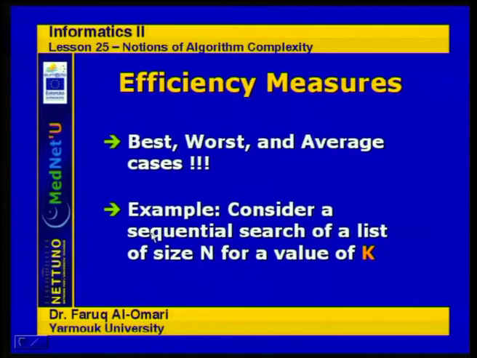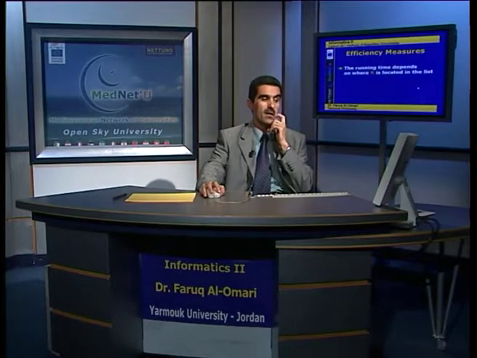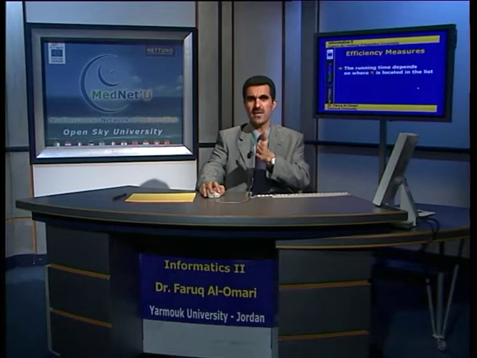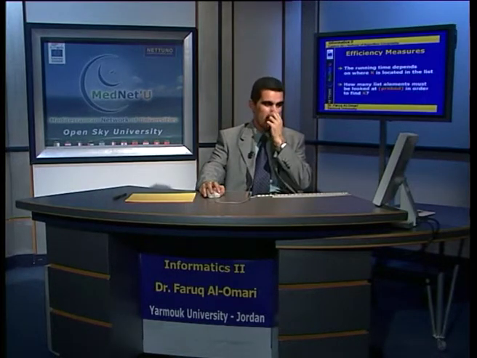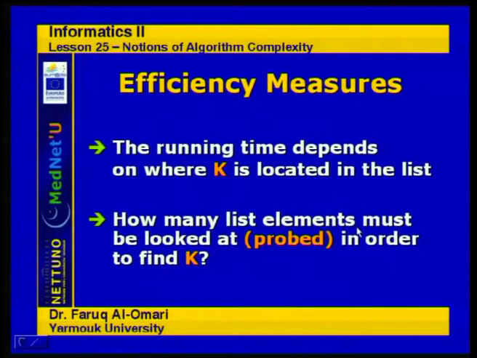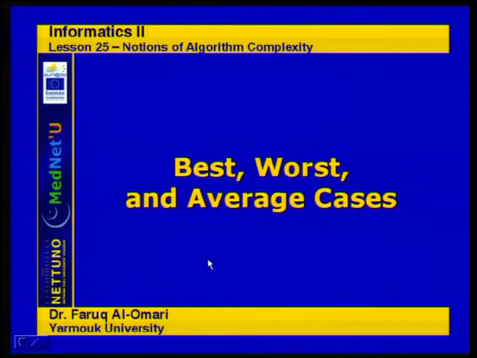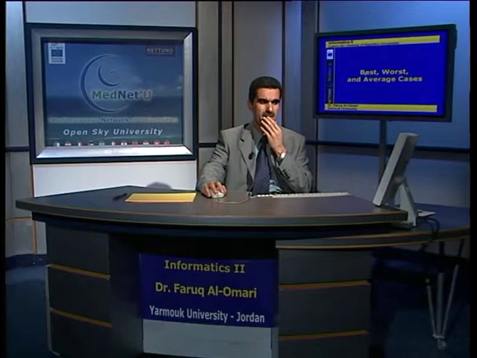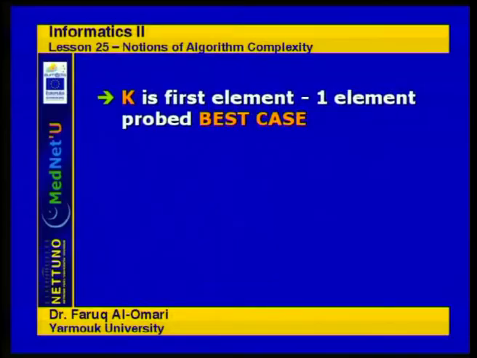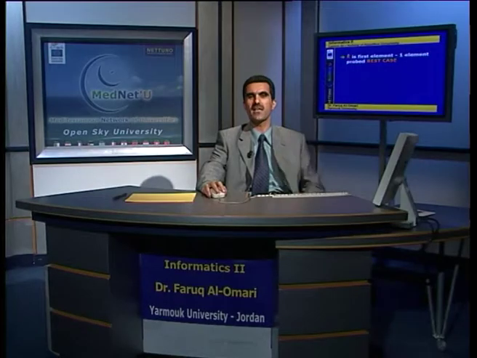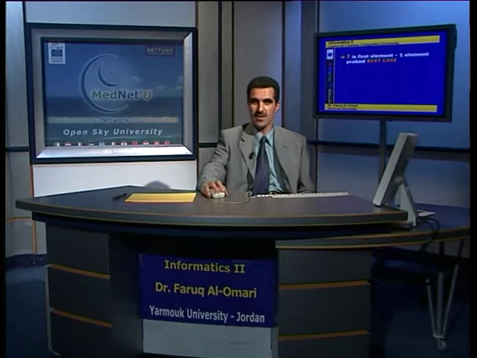Example, consider the sequential search. In sequential search, if you all remember, if I want to search a list of size n looking for the value k, then it depends upon where that k is located actually in the list. The question is, how many list elements I need to check before I can find my target k in the list? Well, in sequential search, if I would like to talk about the best, then the best is if I find k as the first entry in there. So in that case, just one comparison and I'm lucky. So that's the best case.